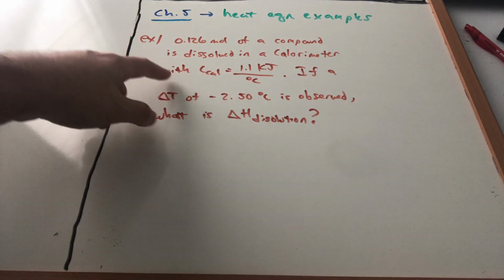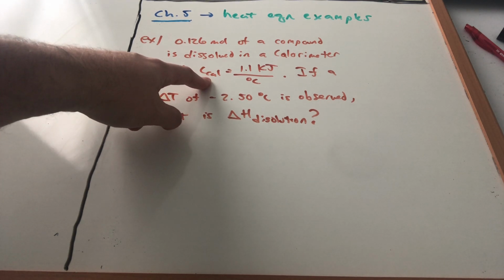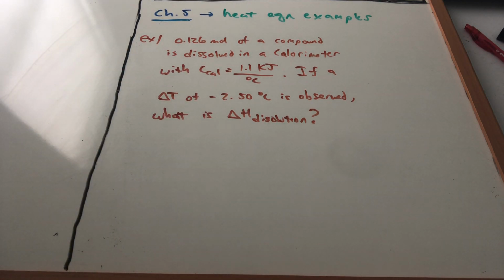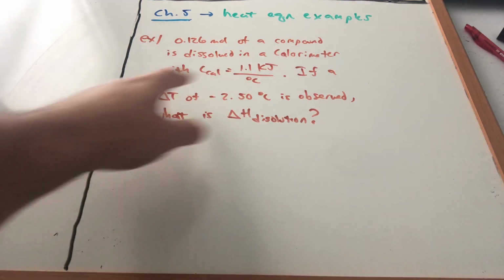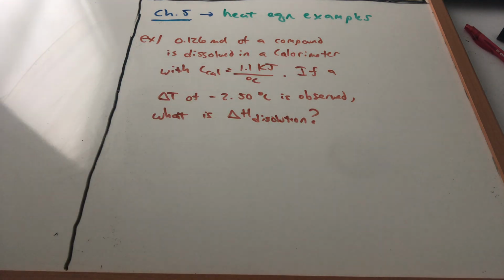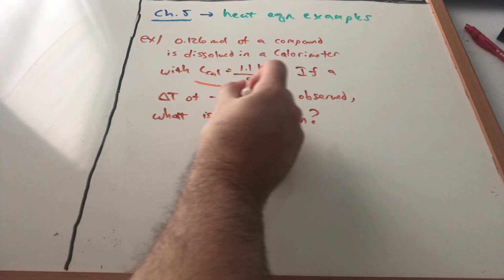So we dissolve it in a calorimeter and we're given a C cal. So we're given information about how that calorimeter deals with heat as you see changes in temperature. If a delta T of minus 2.50 degrees Celsius is observed, what is delta H for this dissolution? Okay, so a couple things that kind of help us organize our thoughts with how we attack this problem. All right, we're given a C cal.